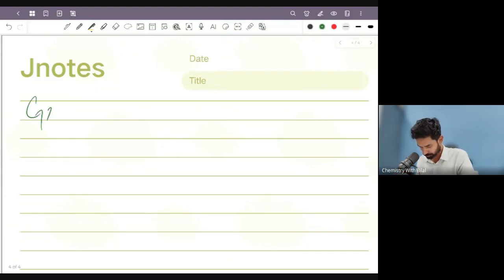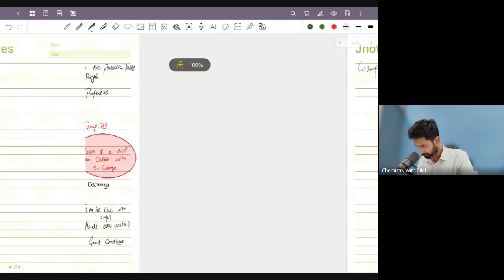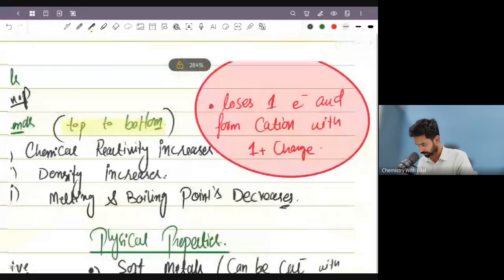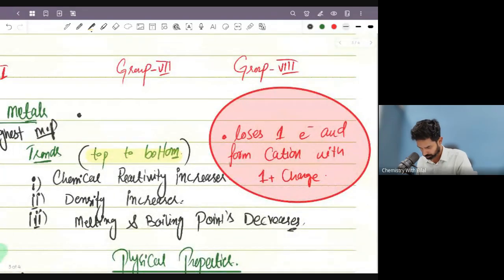So group 7, they are called halogens. अच्छा, group 1 में you must know that they all have metallic bonding. इनमें क्या होती है?